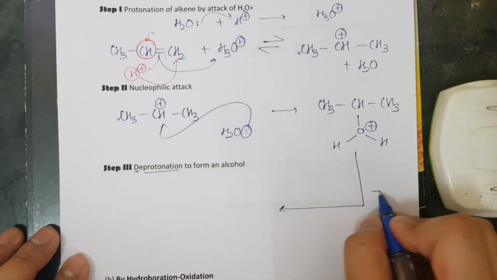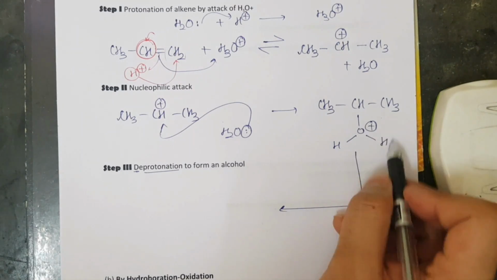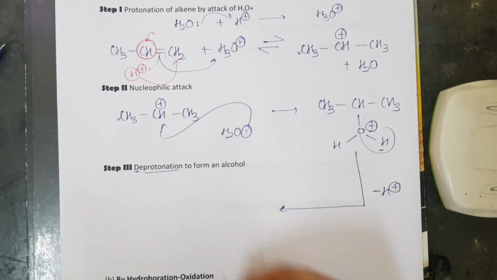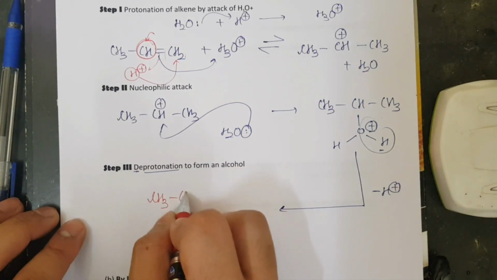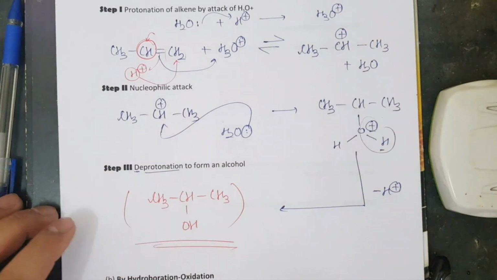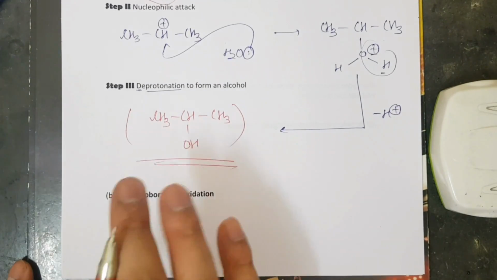Deprotonation means the removal of H plus. So how will H plus be removed? H plus will be removed, giving me the formation of CH3, CHOH, CH3. So this was the required product, as you can see from here. So that is finally formed. So this is the first method.